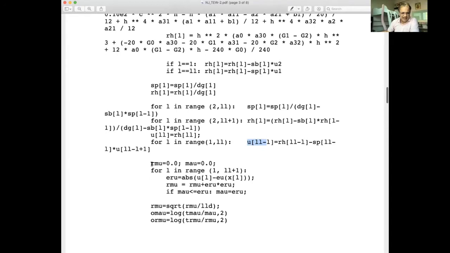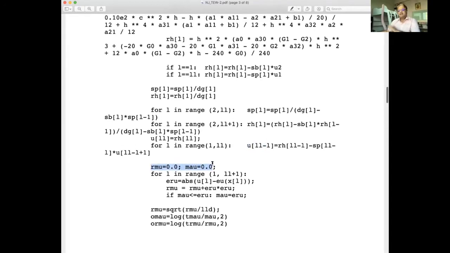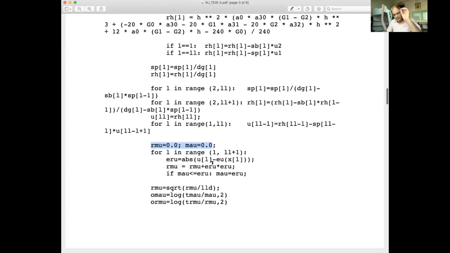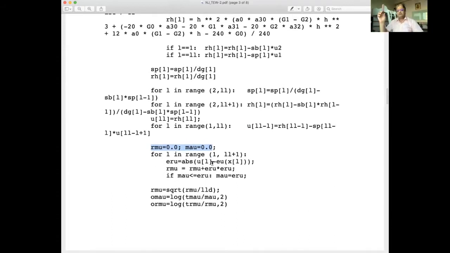Initially, RMU and MAU are the two variables I have defined here to assign error in it. And this ERU is again just the name of a variable in which I am going to write the absolute value of UL minus exact UL.